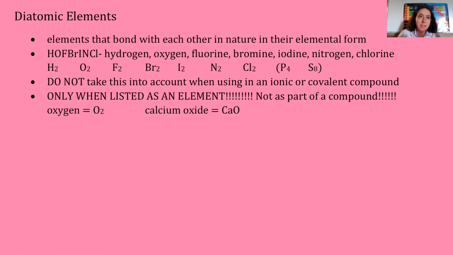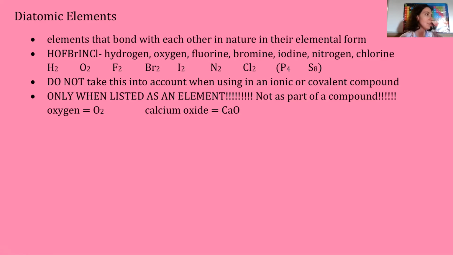So that's diatomic elements. There are also 2 other weird ones: phosphorus and sulfur. If you find phosphorus by itself in nature, it is actually P4, so there are 4 phosphorus atoms bonded together. If you find elemental sulfur, it's actually these little octagon rings. It's kind of weird, but there you go.